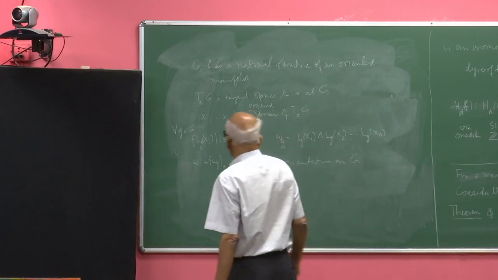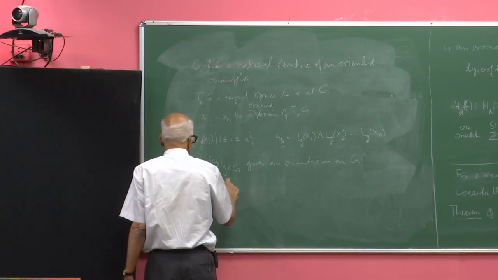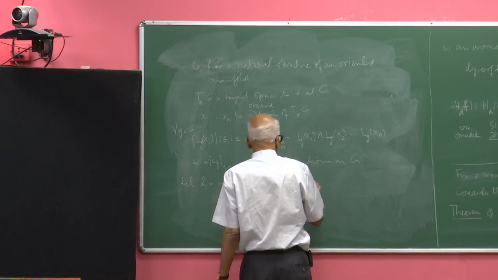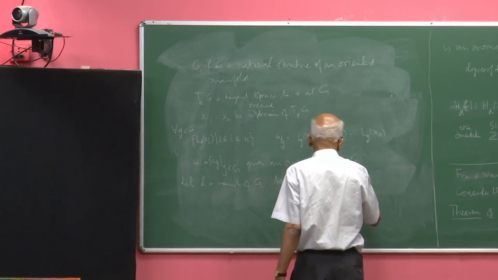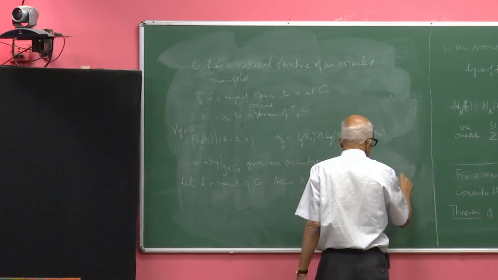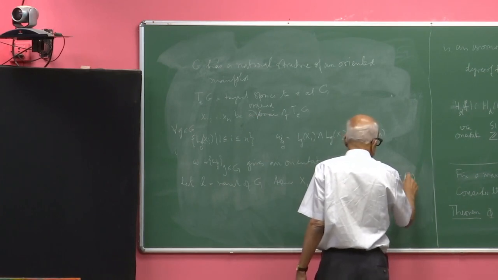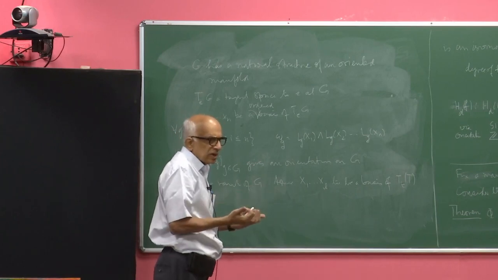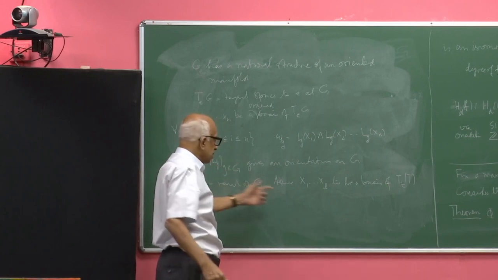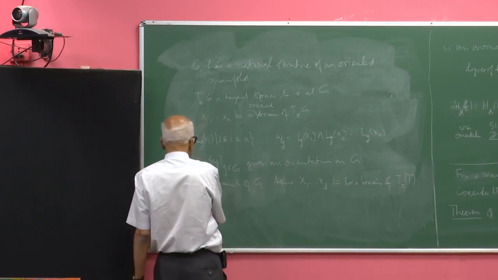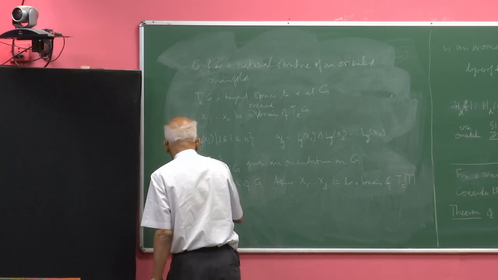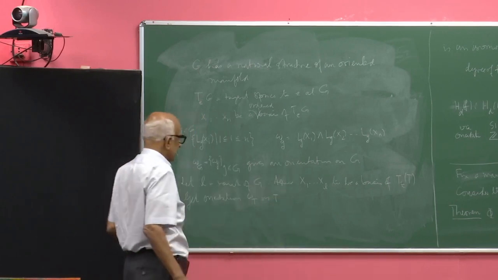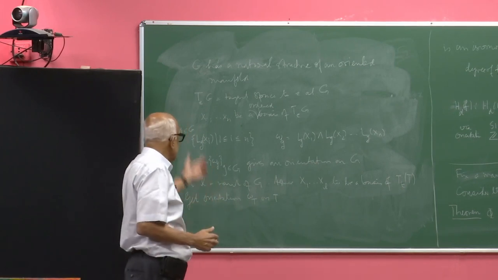Let us now let l be the rank of G, and we assume this basis is so chosen, assume x1 through xl to be a basis of the tangent space at e to the torus T. So what I have done is to take a basis for the tangent space to T, which is the Lie algebra of T, and that is a subalgebra of g, and complete it to a basis in some way. Then I automatically get an orientation omega_T on T, and an orientation omega_g on G.